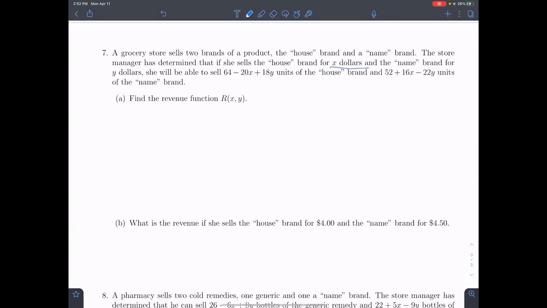So X dollars for the store, the house brand, and Y dollars for the name brand. So the revenue is going to be the price of the house brand times the number sold, plus the price of the name brand times the number sold.